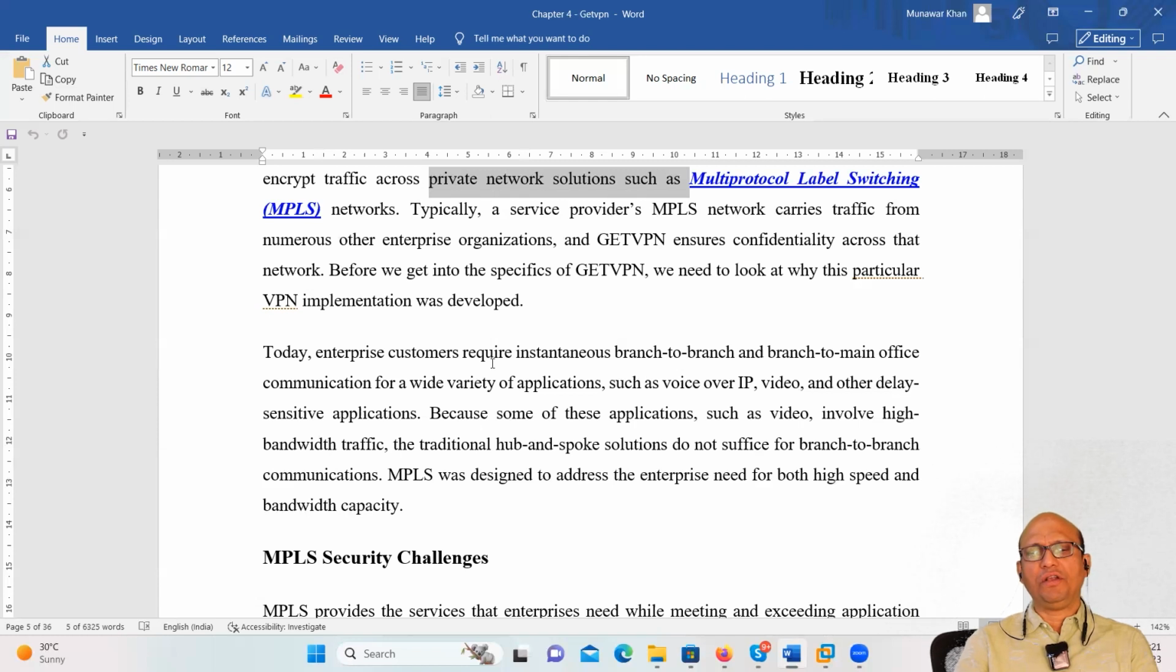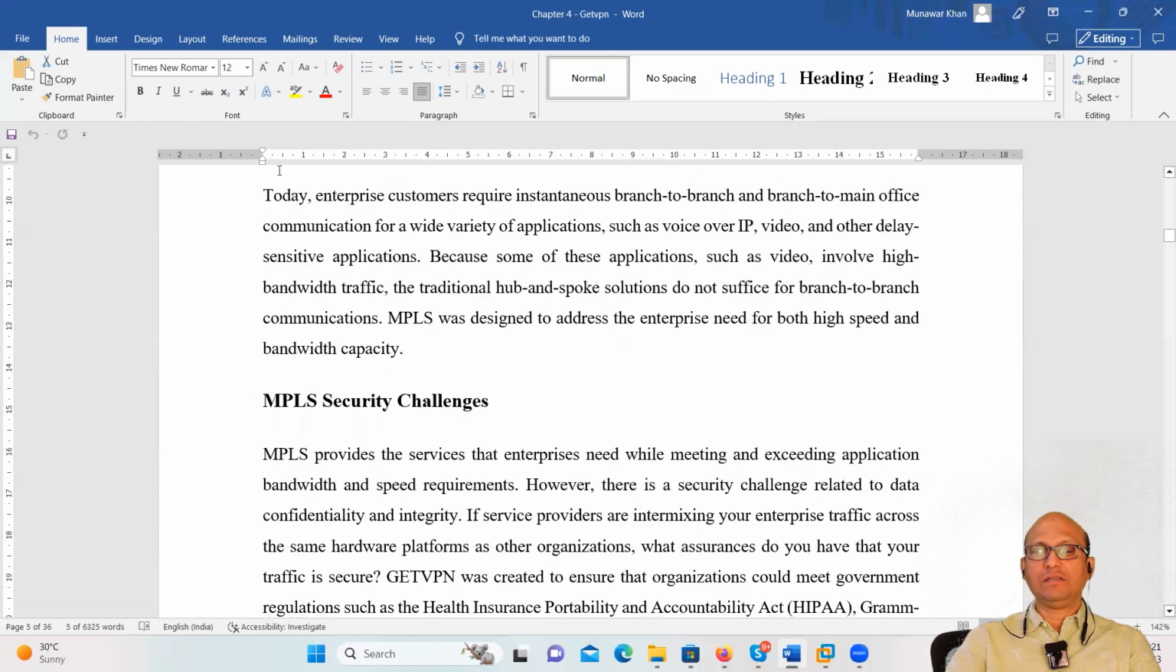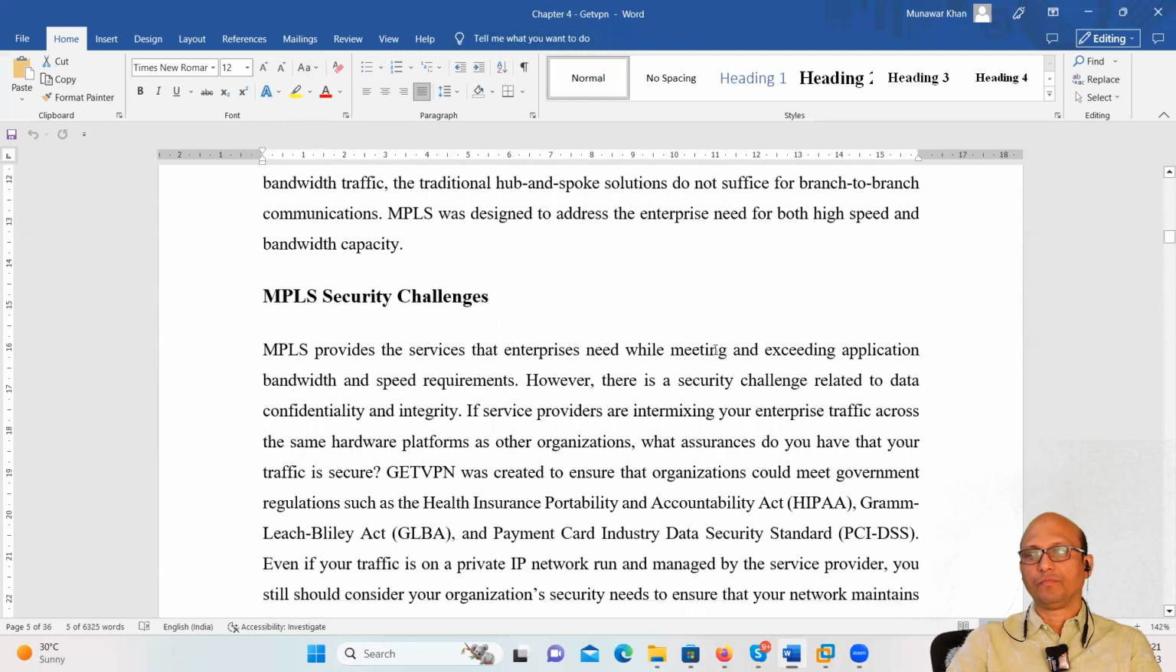MPLS was designed to address the enterprise need for high-speed bandwidth capacity. But MPLS also has some security challenges. However, there is a security challenge related to data confidentiality and integrity. See, though MPLS is private, though MPLS is giving a dedicated, private connection, charging mode, but still they are also facing some challenges in maintaining the confidentiality and integrity.